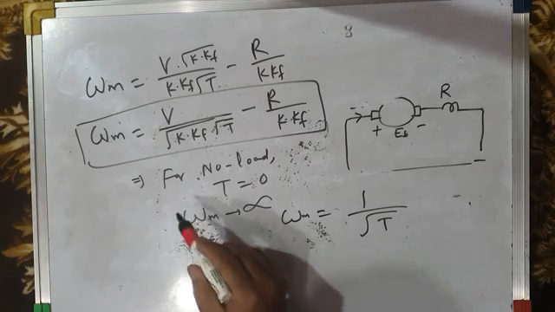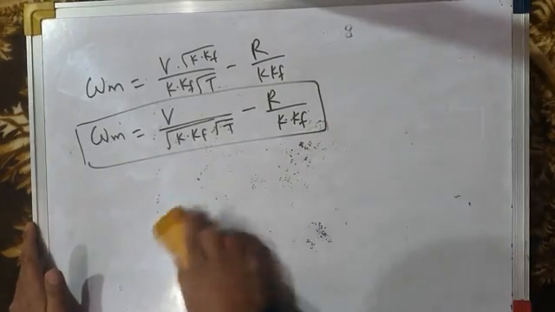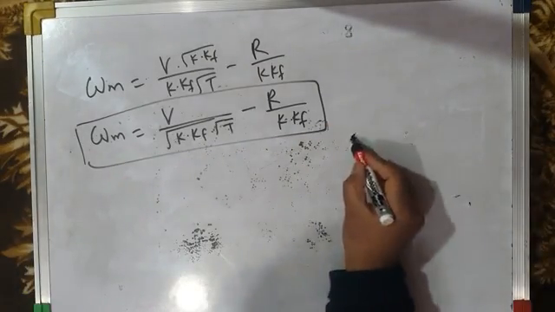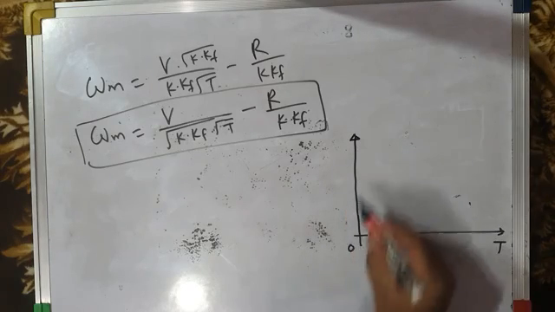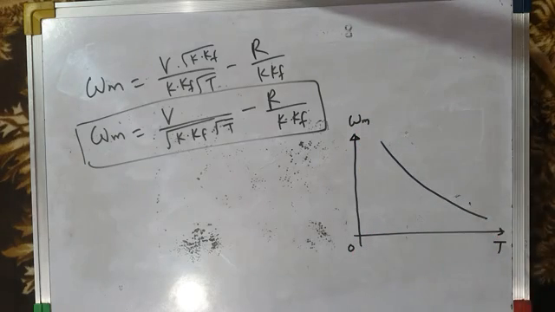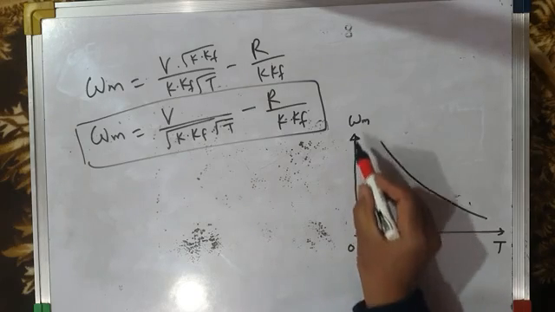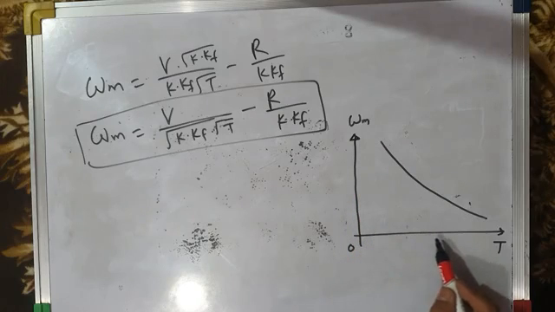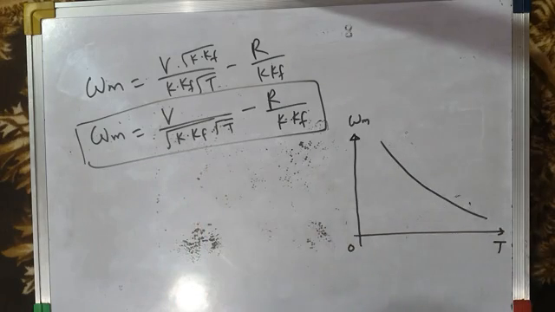So therefore, if you plot the torque and speed characteristics of the DC series motor, the torque speed characteristics will look like this. This is torque and this is the speed. It will look like this. This is the torque speed characteristic of a series DC motor. At 0 torque, speed is almost infinity. Then as you increase the load on the motor, the torque increases and speed decreases as per this equation.